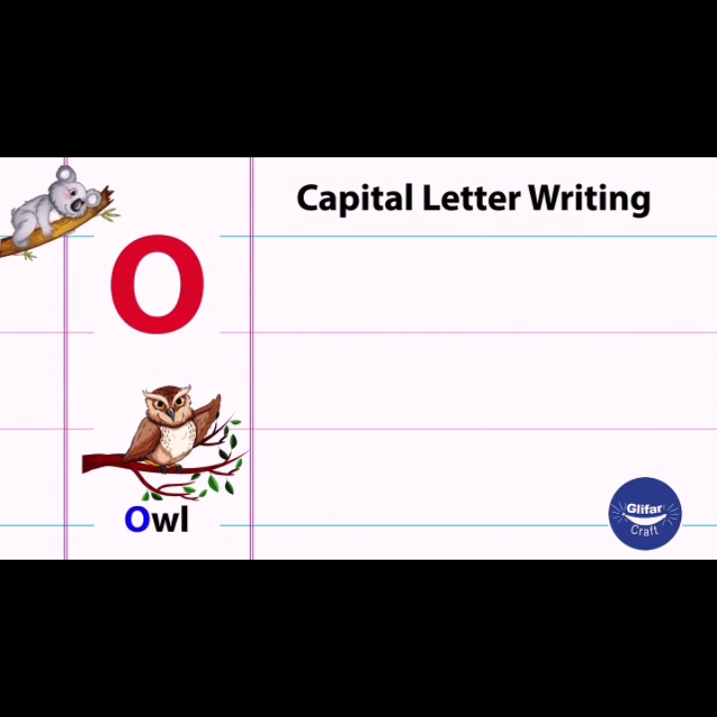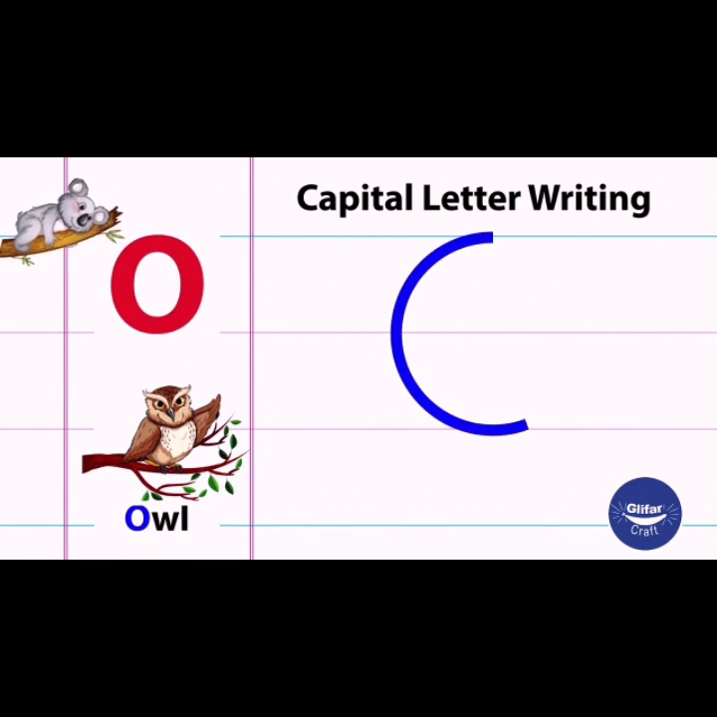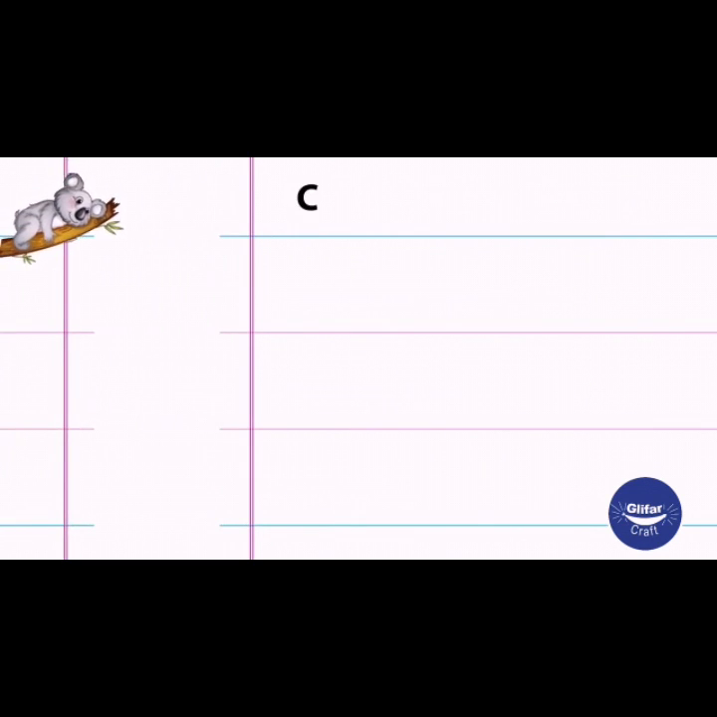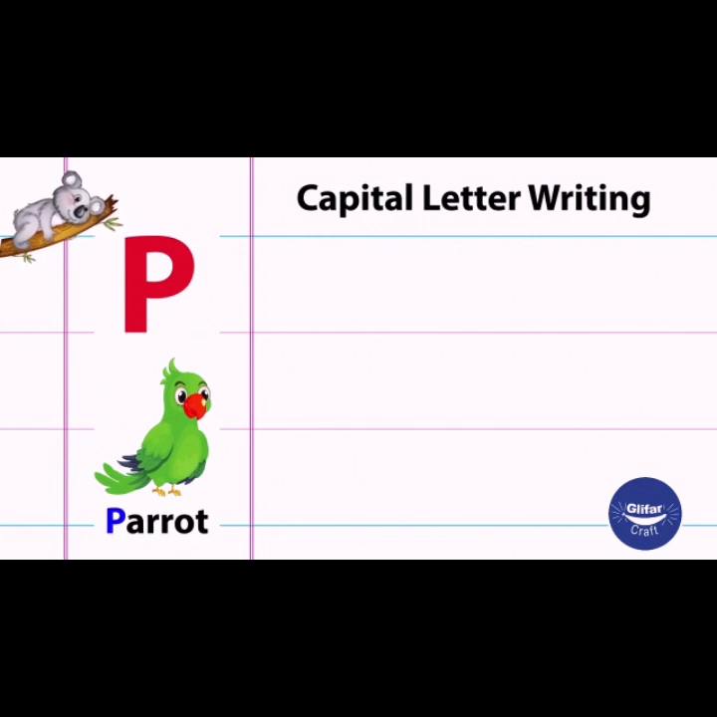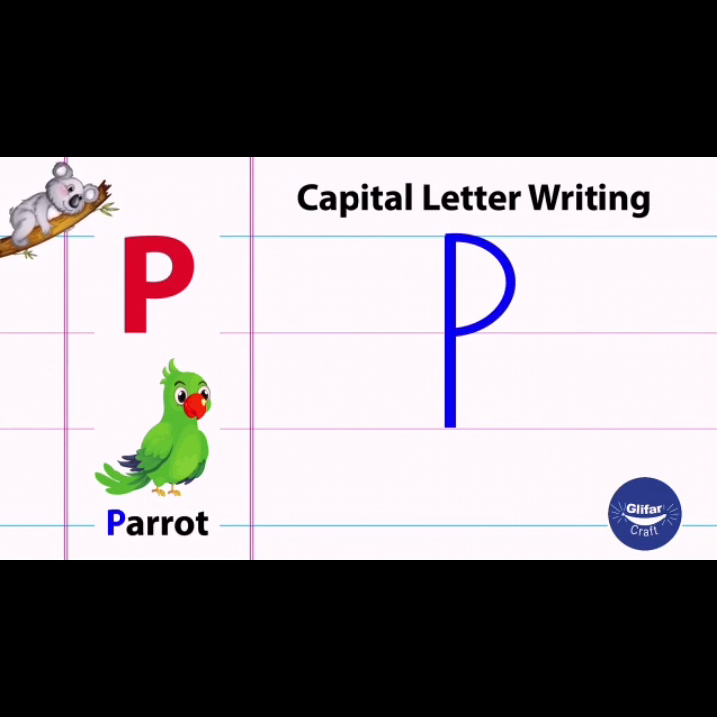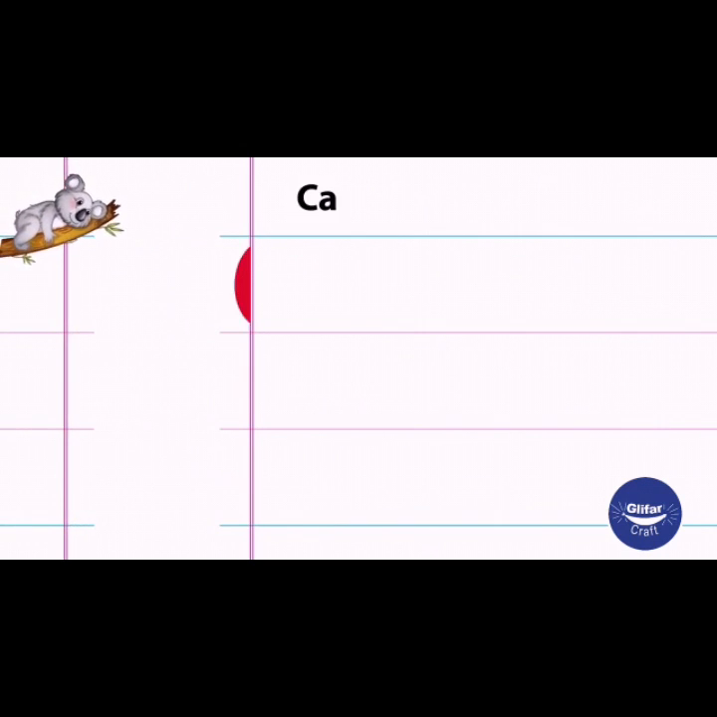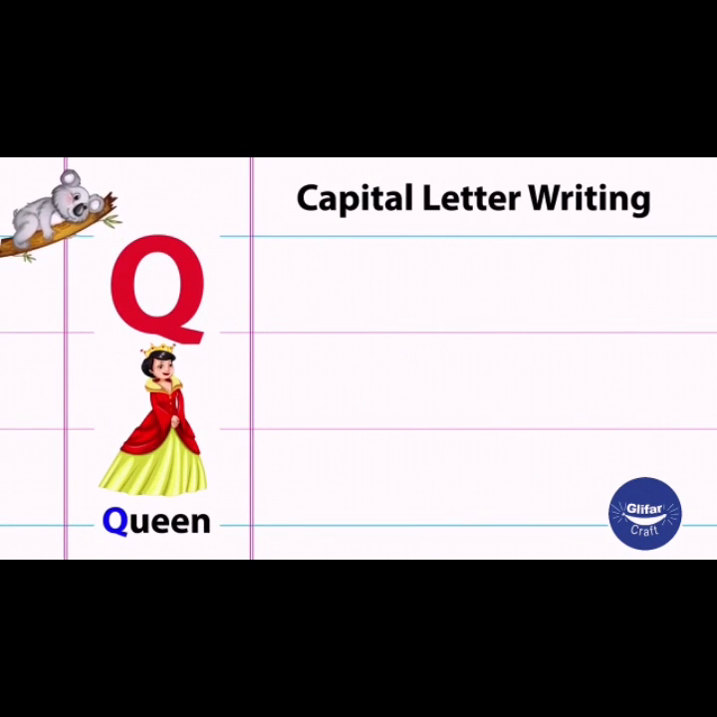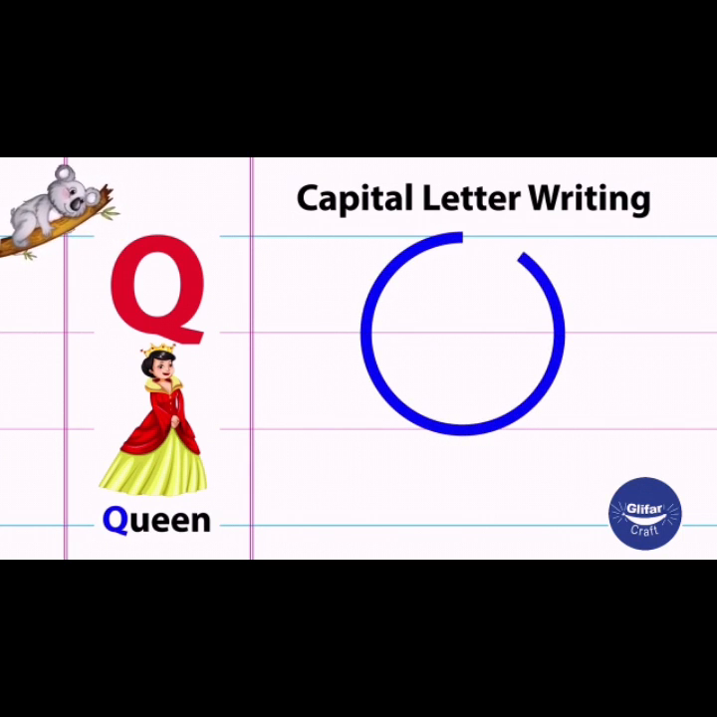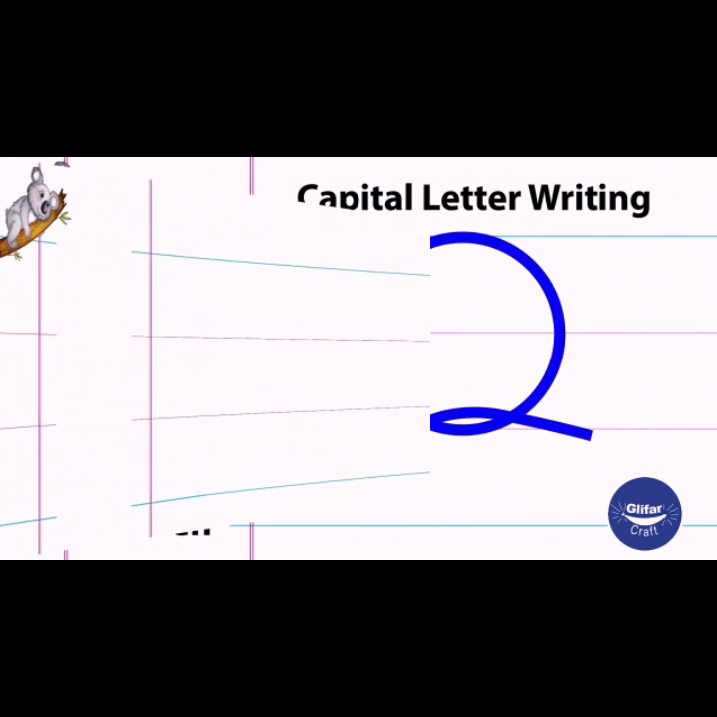Letter O. O sound O. Owl. For letter O, we will use a circle like this. Letter O. P. P sound parrot. We will use a standing line, then a little curve like this. P. Next letter is Q. Queen. For letter Q, first of all we will draw a circle, then make a slanting line.